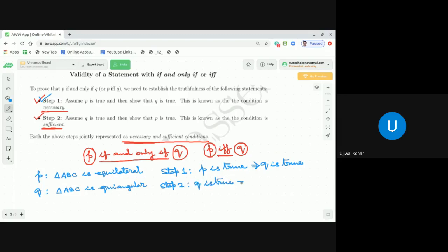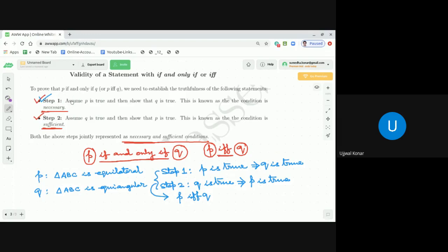That means what? We are assuming the triangle is equiangular. And with that assumption, we are able to prove that P is true. That means the triangle is equilateral. Then we can say that P, as both these statements are holding true, so from here what we can say is that P IFF U.